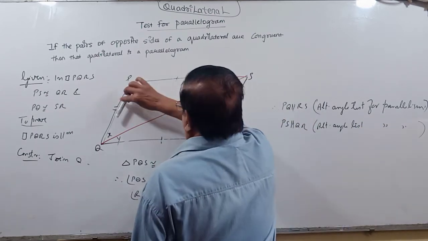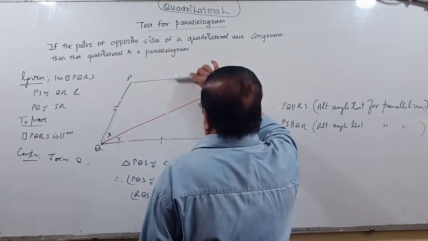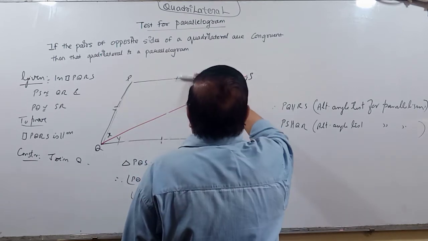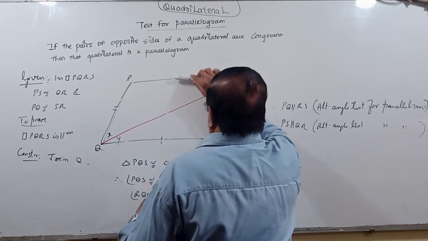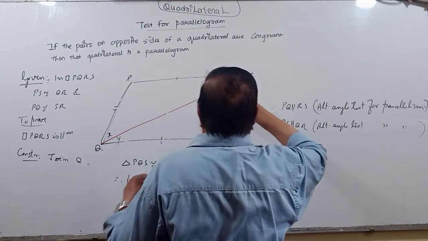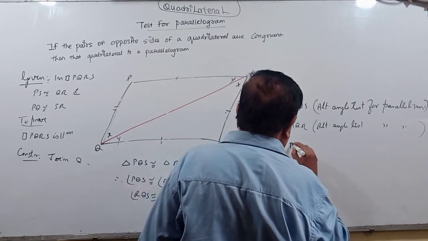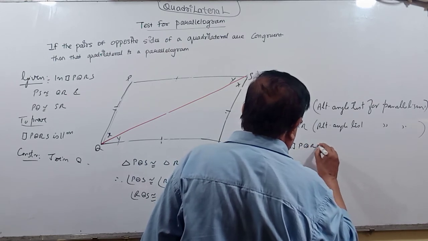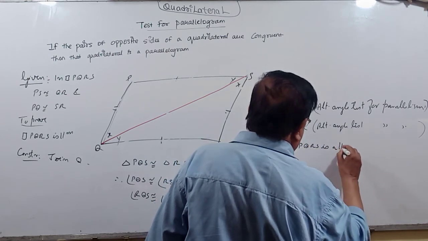This is parallel to this, proved. This is parallel to this, proved. So what type of figure is this? Therefore, quadrilateral PQRS is a parallelogram.